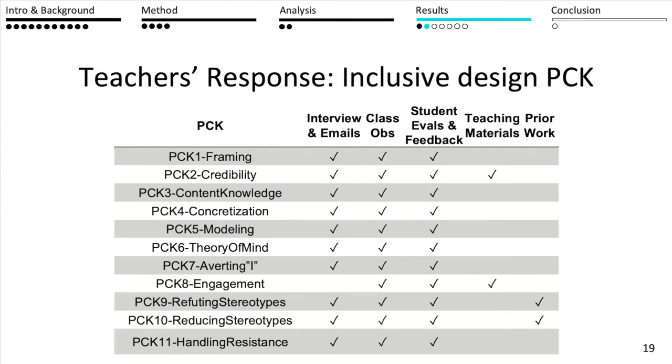As a result of the various ways that these faculty members found to overcome one or another of these things, we reported on these 11 PCKs, and these are just a bunch of check marks that shows all the evidence that they came from. And 4 of them that I'll just talk about are these 4: framing, credibility, theory of mind, and handling resistance. By the way, this paper was published at ICER, one of the main computer science education conferences.